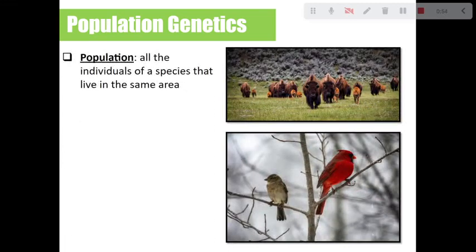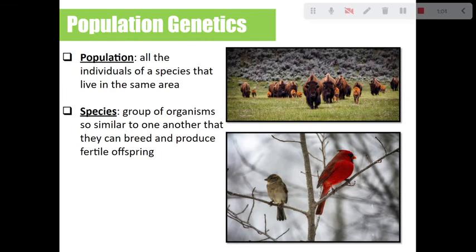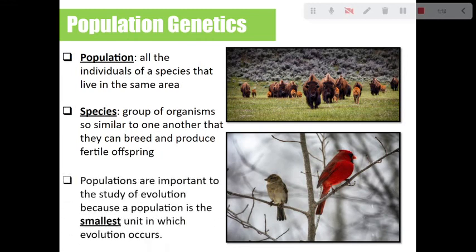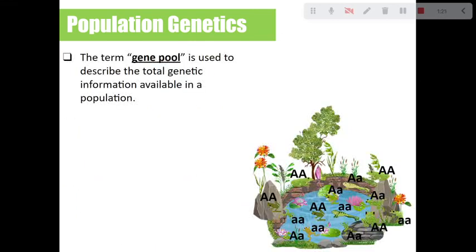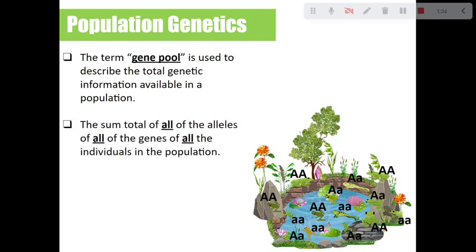A population is all the individuals of a species that live in the same area. A species is a group of organisms so similar to one another that they can breed and produce fertile offspring. Populations are important to the study of evolution because a population is the smallest unit in which evolution occurs. The term gene pool is commonly used to describe the total genetic information available in a population, the sum total of all of the alleles, of all of the genes, of all of the individuals in the population.